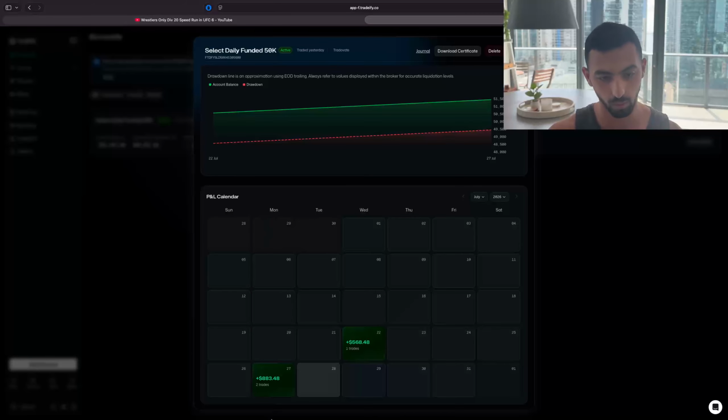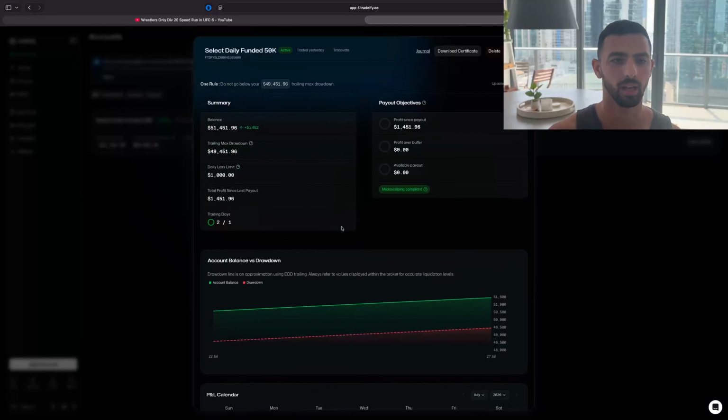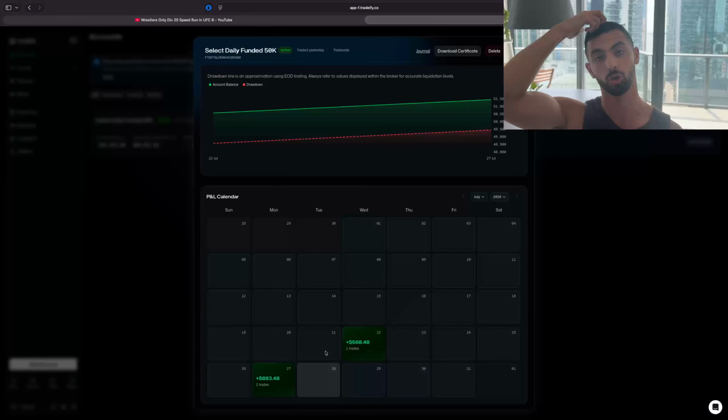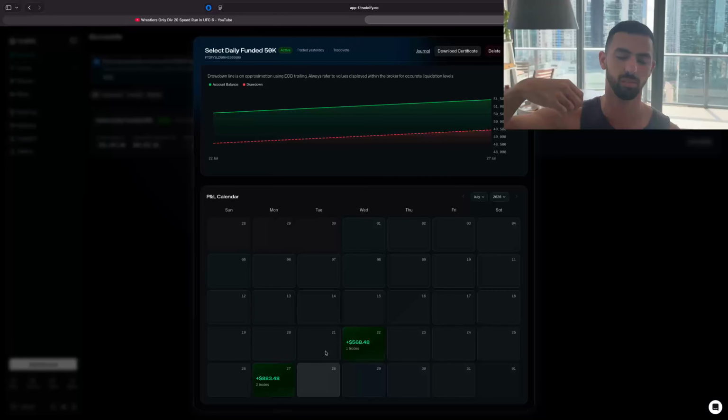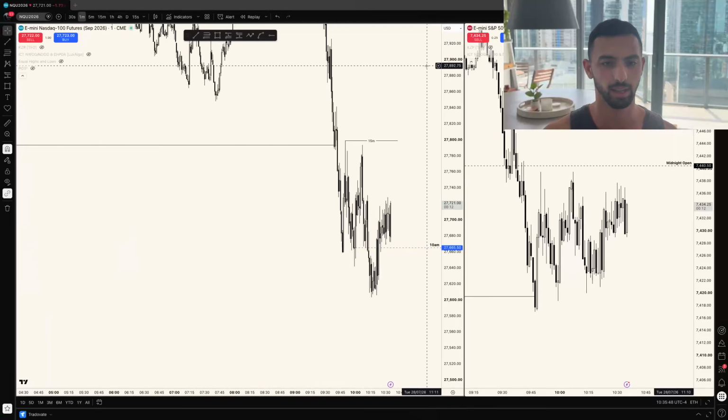And then yesterday on Monday, I took a beautiful short. That was actually one trade. I wanted to take a short, but I accidentally bought, so I immediately closed the position and took a short instead. So that's why there's two trades there. I could have made so much more on this trade, but I'll go over it real quick.